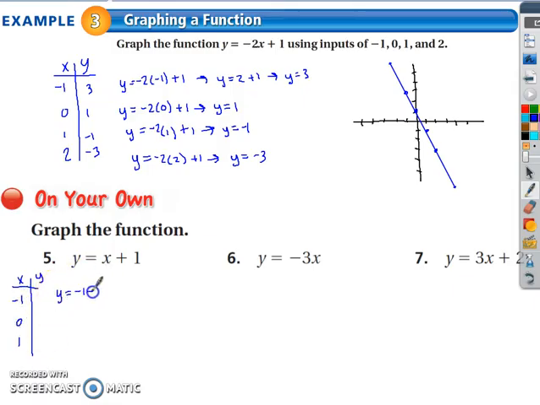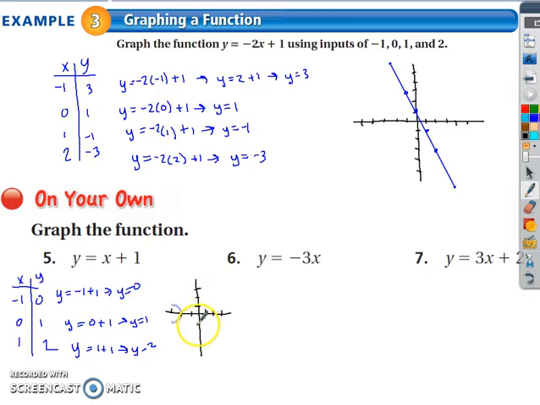Y is equal to negative 1 plus 1, which means y is equal to 0. Y is equal to 0 plus 1, which means y is equal to 1. Y is equal to 1 plus 1, which means y is equal to 2. And when we sketch our quick graph, I've got negative 1, 0, 0, 1, and 1, 2, so our line will look something just like this.